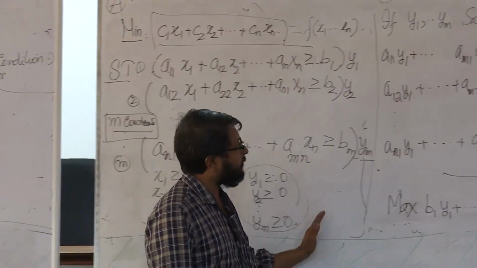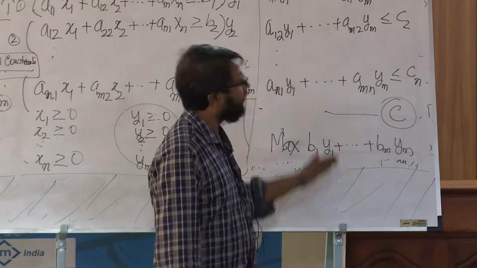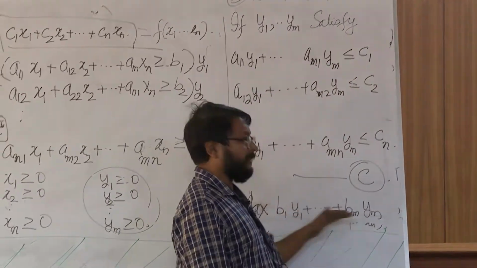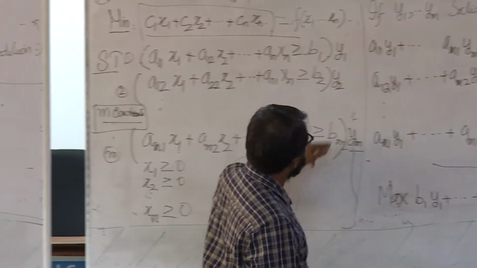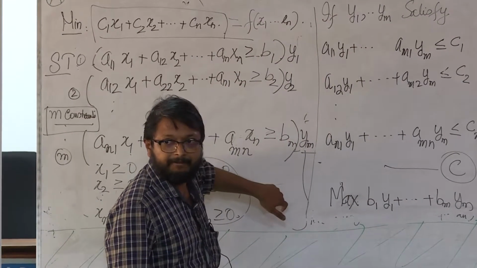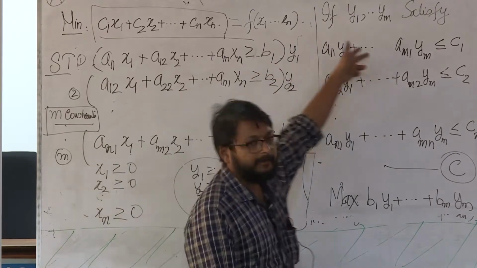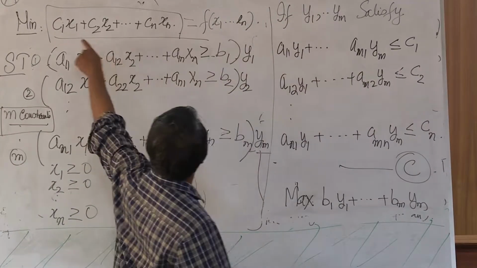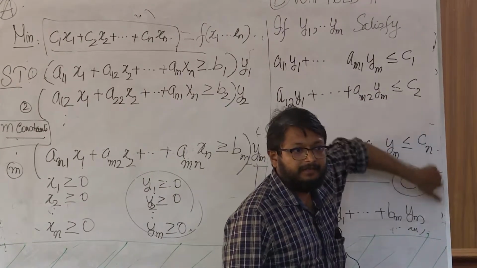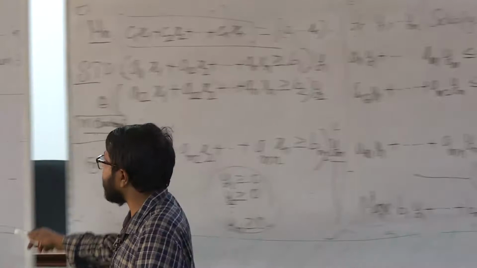Now for this case, the dual will be a minimization problem, minimizing an objective function, where the objective function is obtained by this B1 to Bm. The constraints will be less than or equal to constraints. We will have the C1 to Cn on the right side of the constraints.